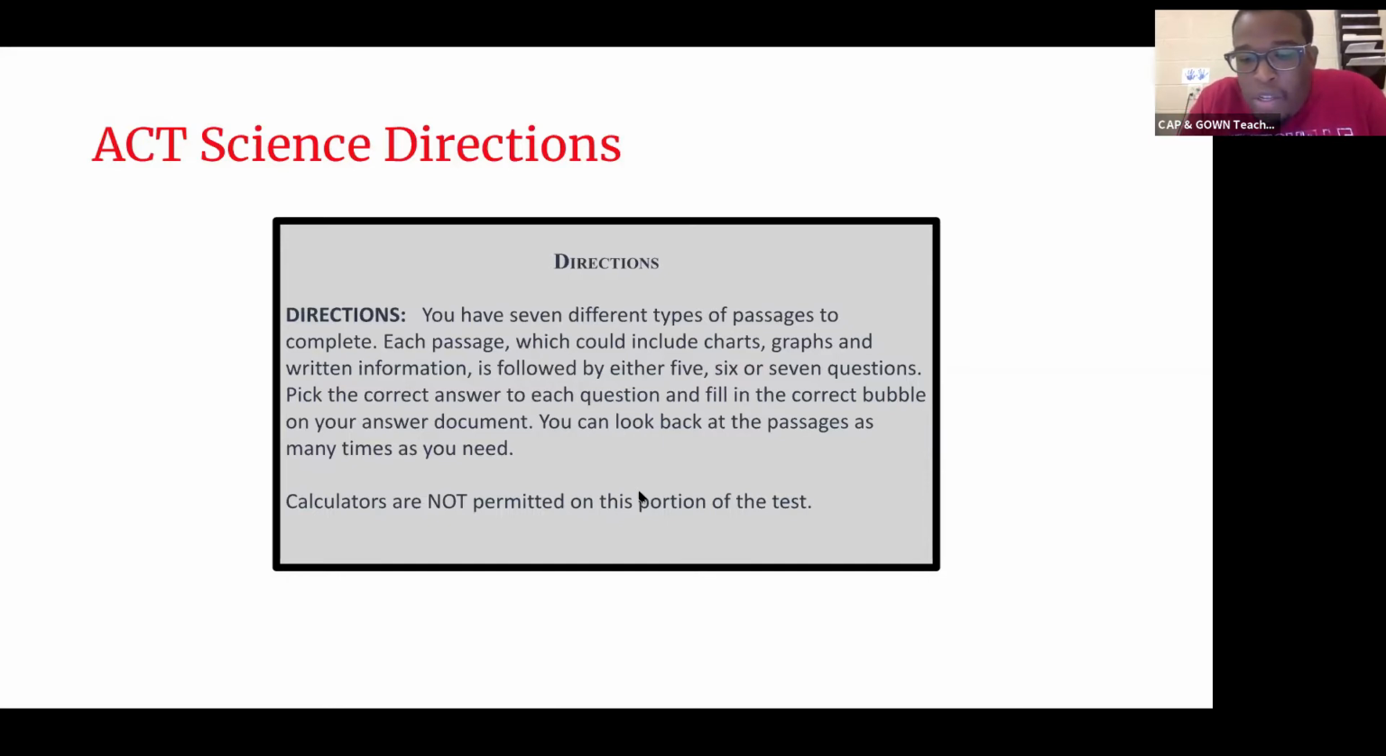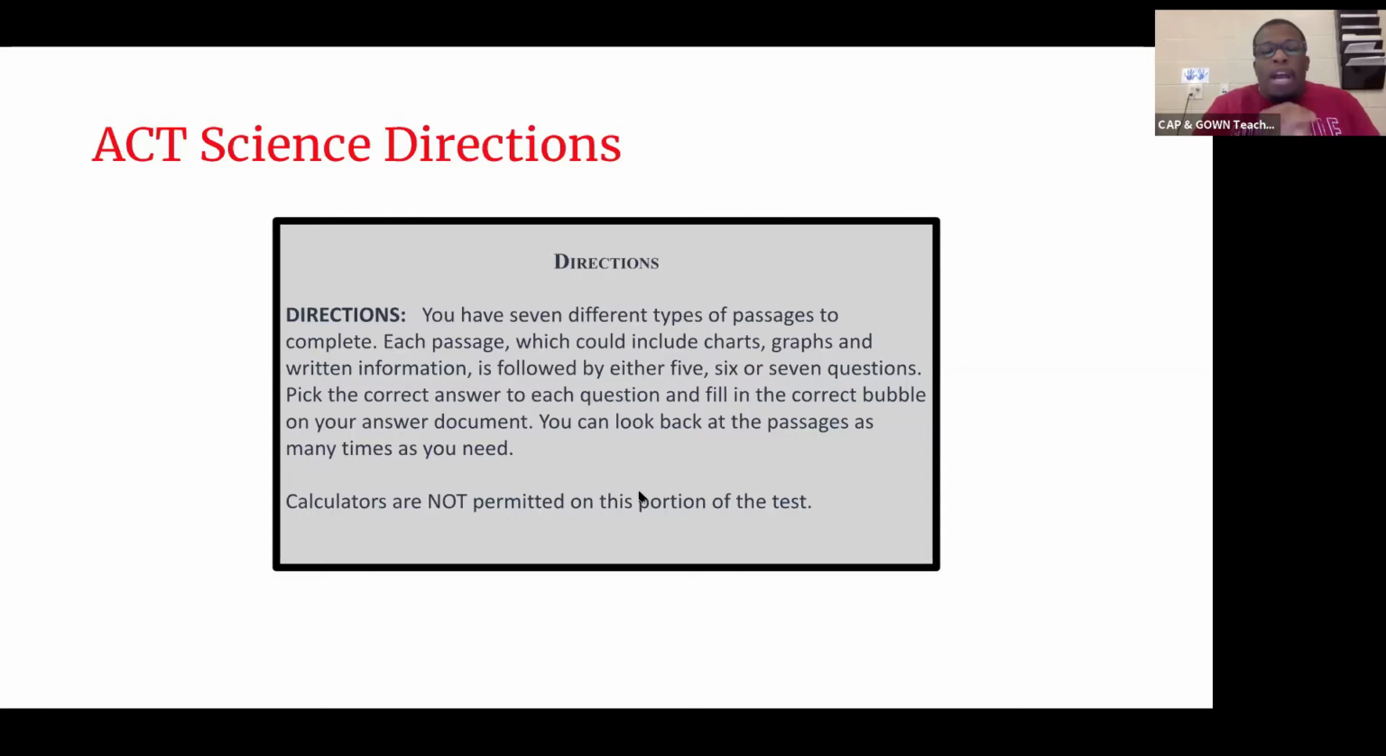Calculators are not permitted on this portion of the test. Even though you're going to see a lot of numbers, you won't need a calculator. I'll probably allude to this a little bit in another section of this PowerPoint, but there's not a lot of math or science involved at all. A lot of what you're going to look for in the form of answers is already in the passage. So you're really not going to need a calculator.